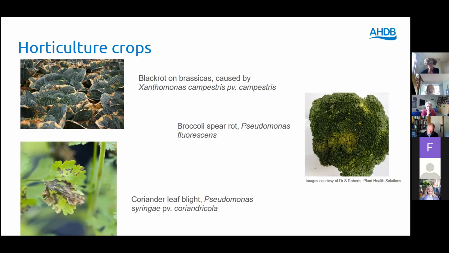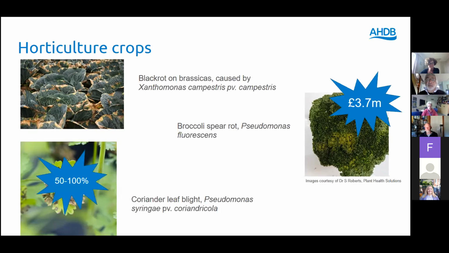So just a few slides with some pictures of affected crops, and these are thanks to Steve Roberts, who I can see is on the call. So thank you for some of these lovely images that have been really useful for this. But also just thinking about some of the impacts of those pathogens on crop loss that we see in the UK annually. So some really big figures and big impacts from those.